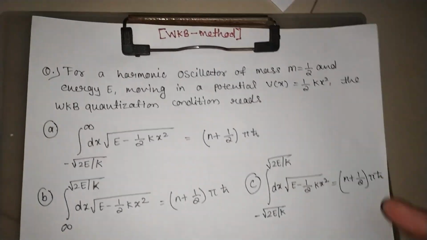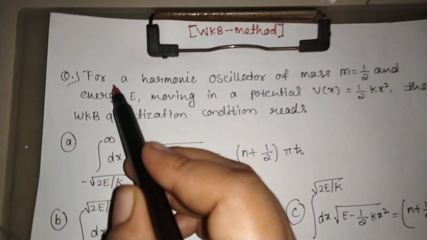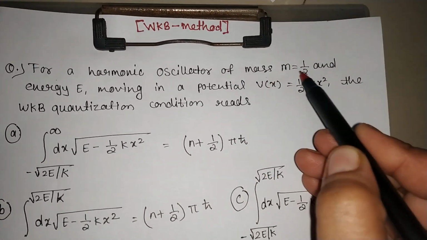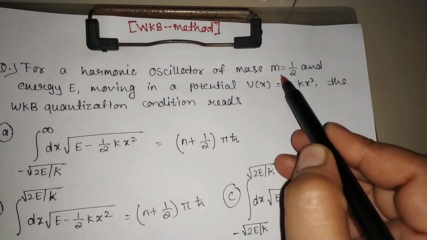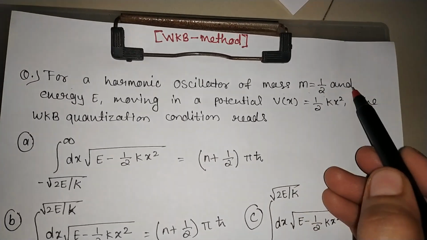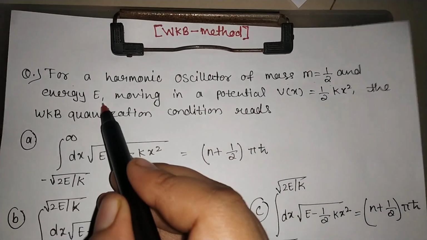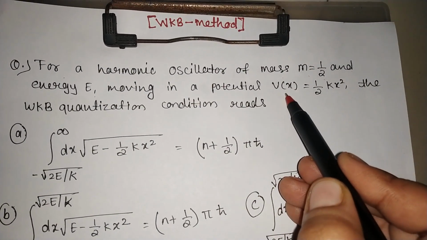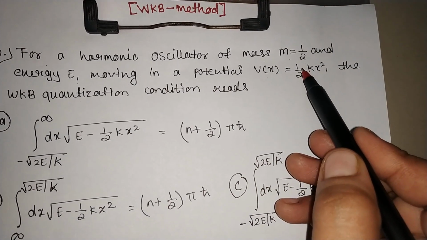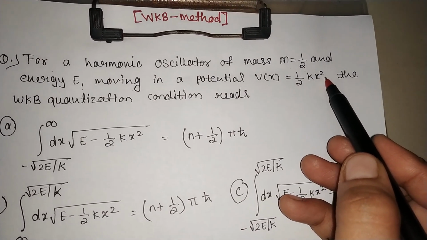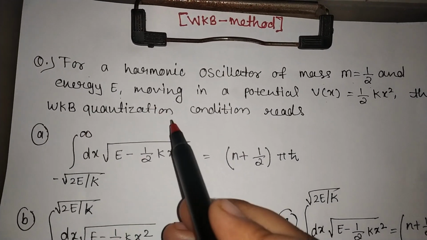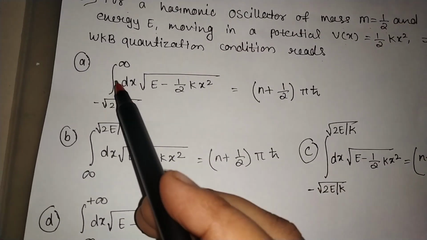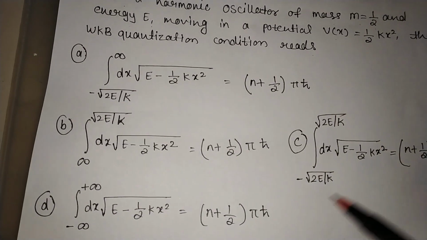Let's start. Here the question is: for a harmonic oscillator of mass m equal to half and energy E, moving in a potential V of x given as half kx square, the WKB quantization condition reads, and we have been given these four options.